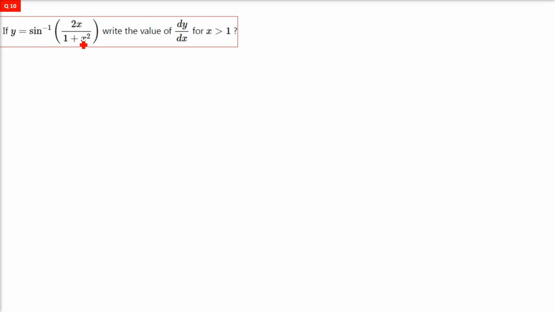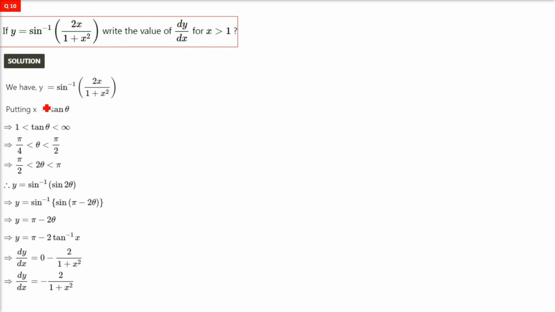Y is equal to sine inverse of 2x by 1 plus x square. Write down the value of dy by dx for x greater than 1. So either you can use this y equals sine inverse of content, differentiation 1 by under root 1 minus that content square. That content in this case is 2x by 1 plus x square. That is the one way.